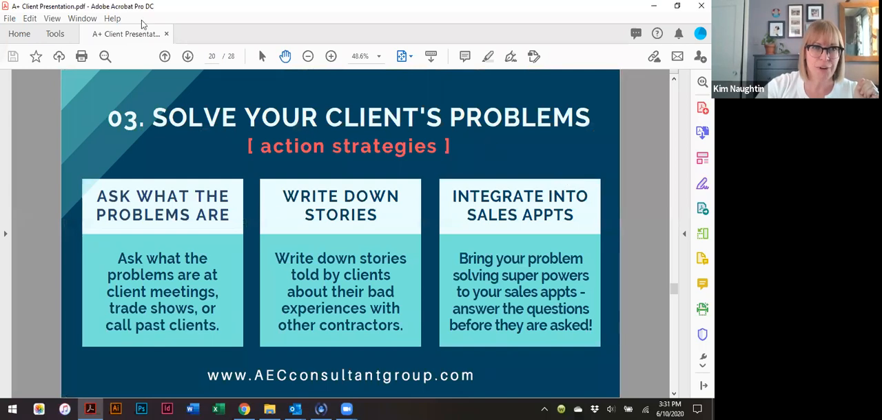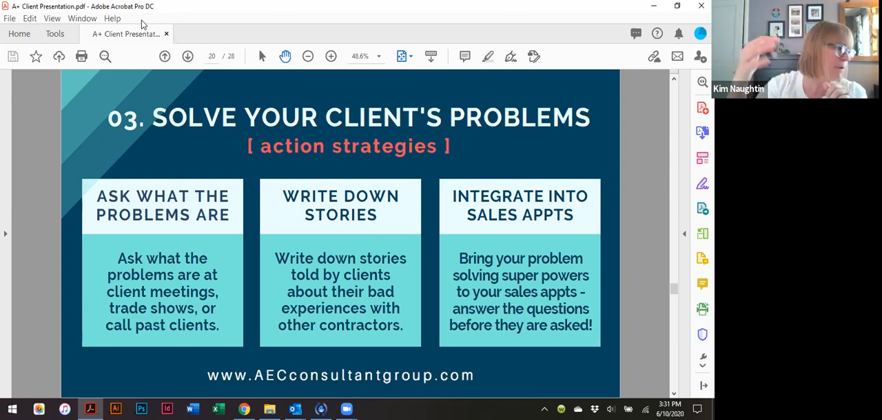So we're going to recap step 3, action strategies. First of all, you got to know what the problems are. There's so many outlets to just have conversations, right? It's beers, coffee, your website. You can have a place where people put in information, a private Facebook group. They have to answer questions before they get in, trade shows, client meetings, so many opportunities. Every time you have a conversation, find out what their problem is, write it down.